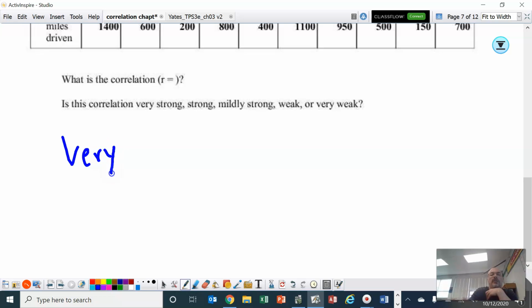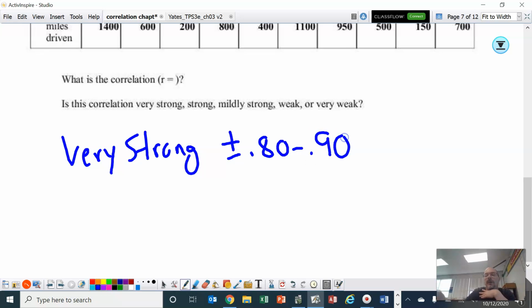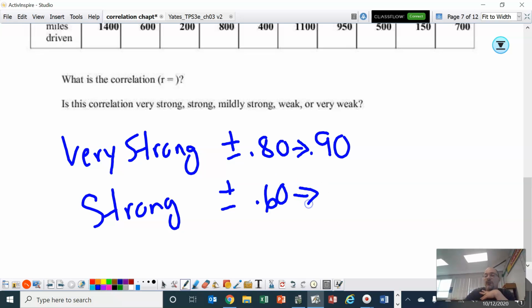So very strong, ladies and gentlemen, is basically anything positive or negative in the 0.80s into the 90s, and 1 obviously. A strong correlation, we can say anything from the 0.60s positive or negative up to 0.79. And then the next thing is mildly strong.